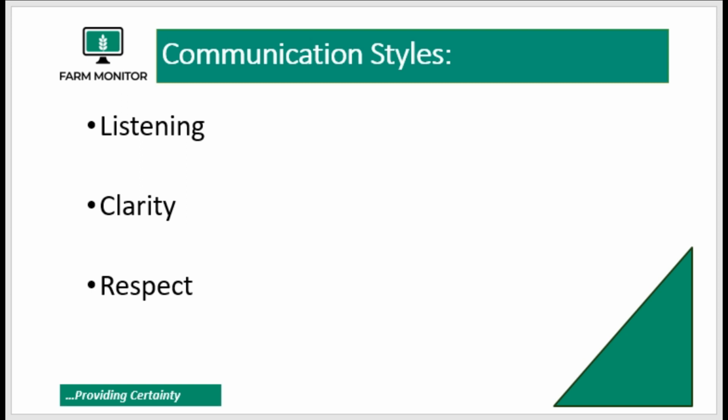Then another is the issue of clarity. Communication should be clear, it should be concise, it should be unambiguous. This will help you avoid confusion among members, misinterpretation of things that have been said, which can lead to a lot of conflict.